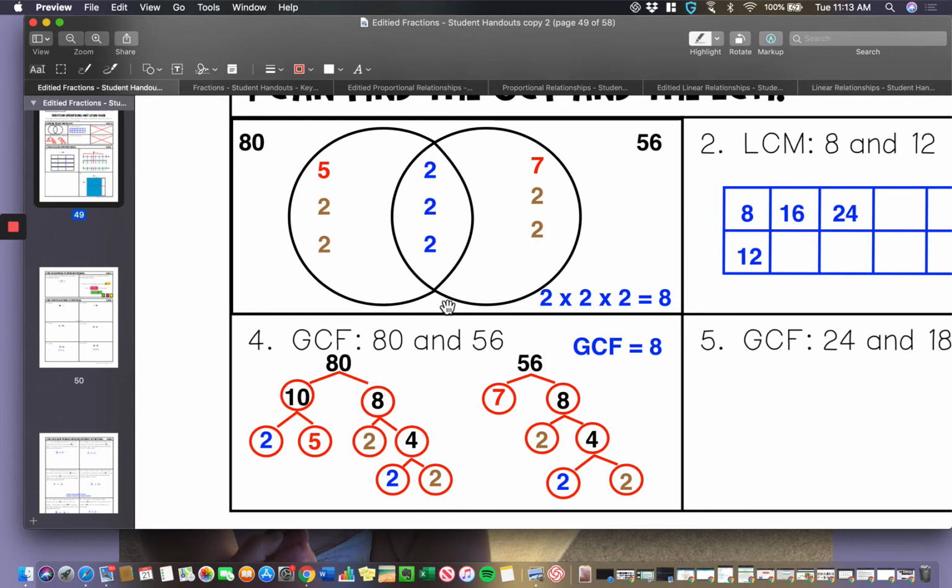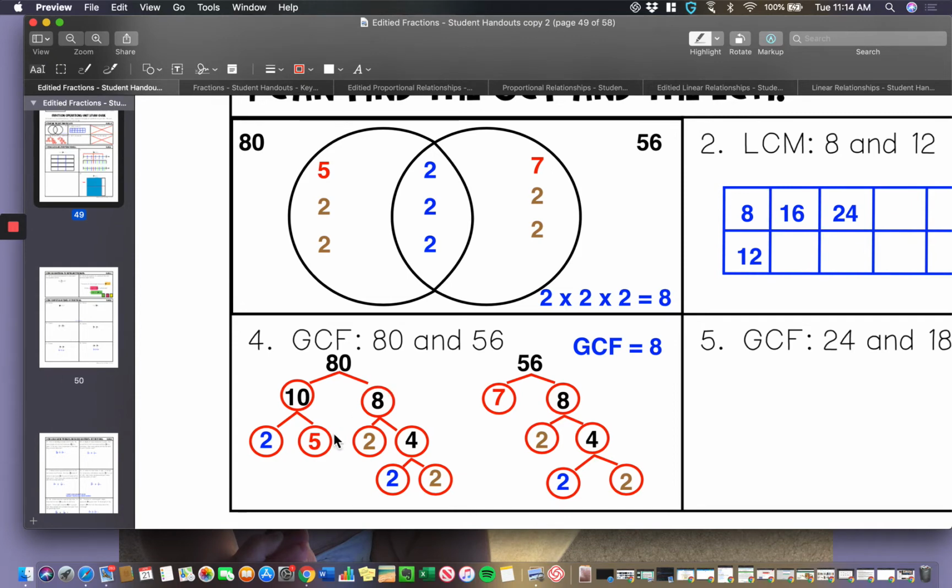So I went ahead and created this Venn diagram as the strategy, and the numbers they have in common, when you multiply them together, will give you your greatest common factor. So the numbers in the middle are the numbers they have in common. And the numbers on the outside are the numbers they don't have in common. Okay? By the way, only prime numbers go in this Venn diagram. So the middle are the prime numbers they have in common, and on the outside are the prime numbers they do not have in common.